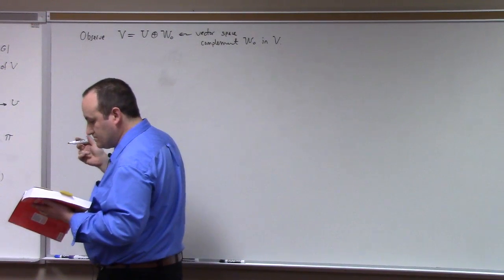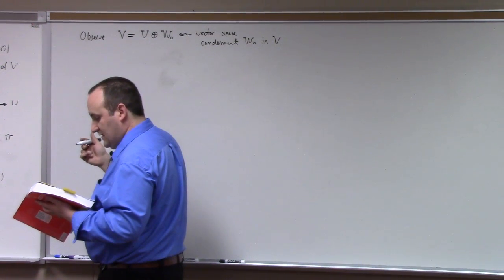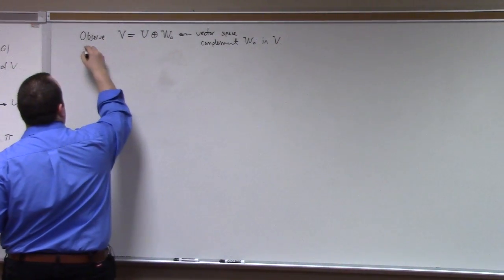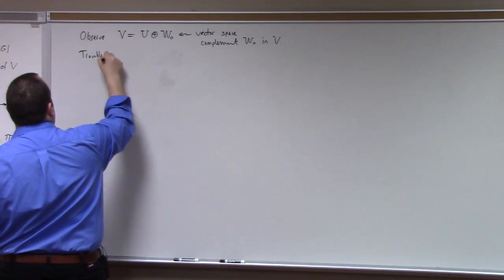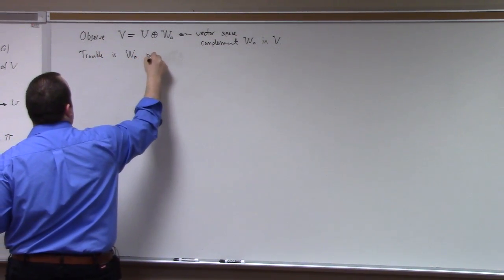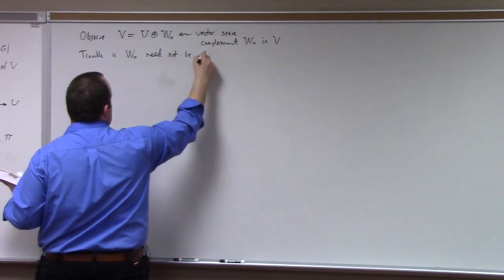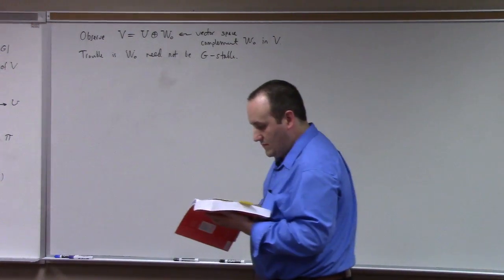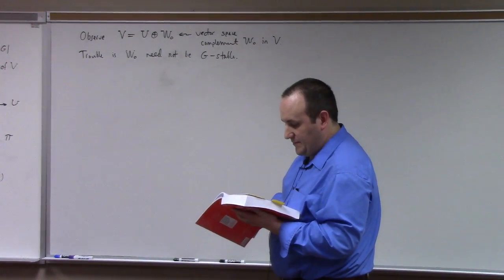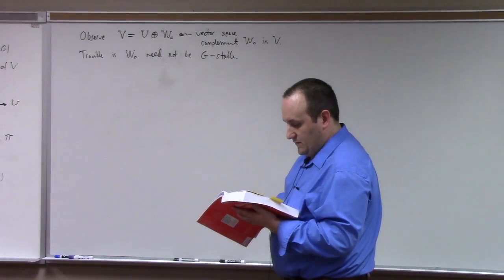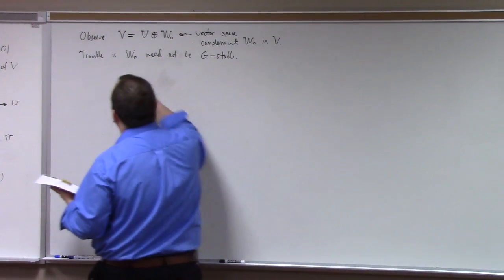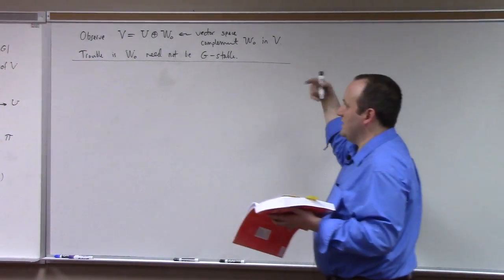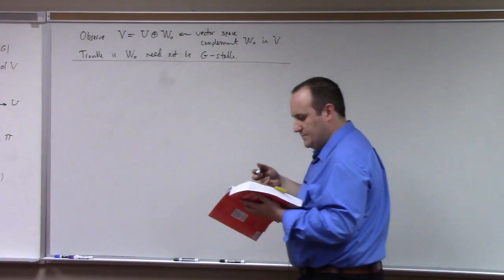All right, as he says, the trouble is W naught need not be G-stable. In other words, it need not be an FG submodule. I'm not sure if he's actually using this past this part or if he's just making a comment here at the moment. Let's just go on. We'll figure it out in a second.